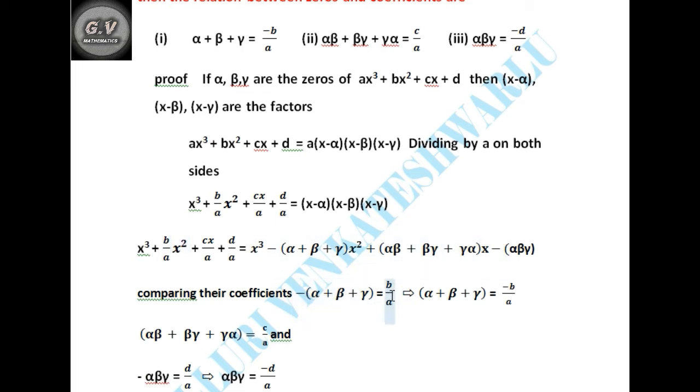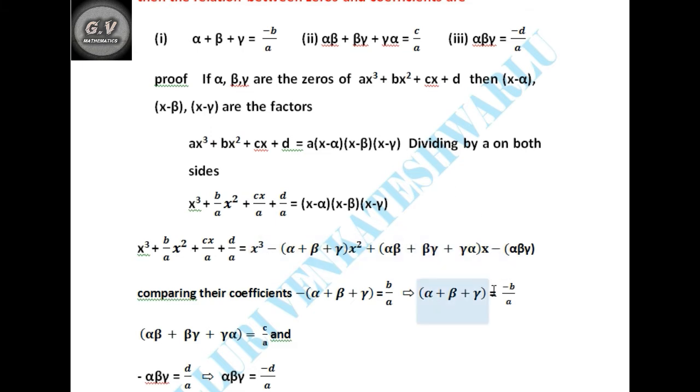Next, changing signs on both sides. Minus becomes plus, and plus b by a becomes minus b by a, nothing but multiplying by minus on both sides. Here the sum of zeros is minus b by a. Look here, the first condition came: sum of zeros equal to minus b by a.